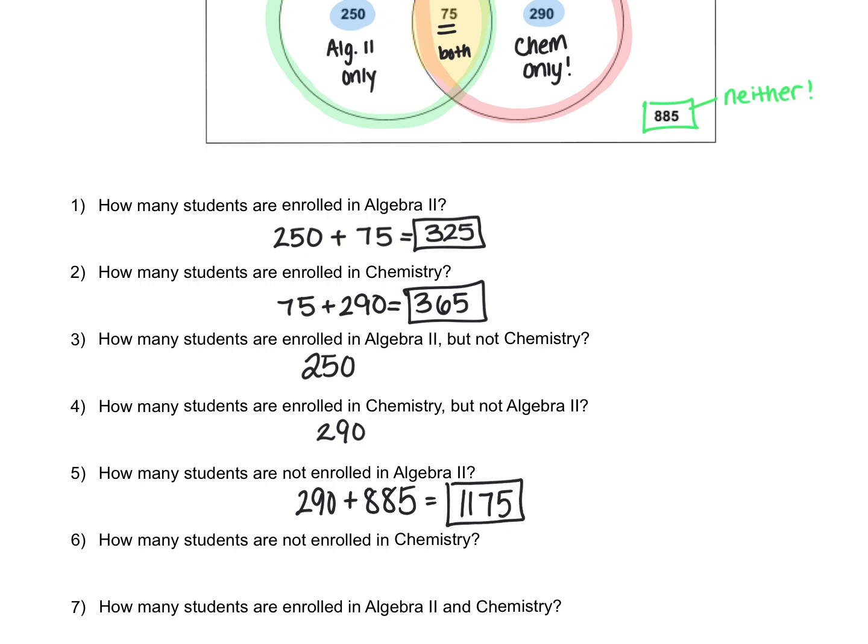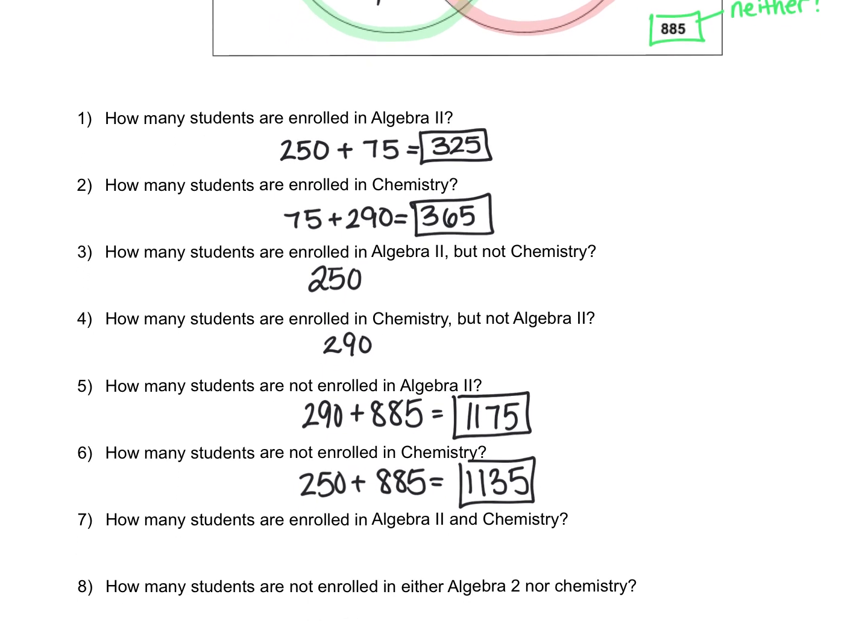Okay, similarly, how many students are not enrolled in chemistry? So if this is the chem only area, this is both, everything in this circle is chemistry. So what's not enrolled in chemistry is everything not in this circle. So the 250 and the 885. So 250 plus 885, and that will give me 1,135.